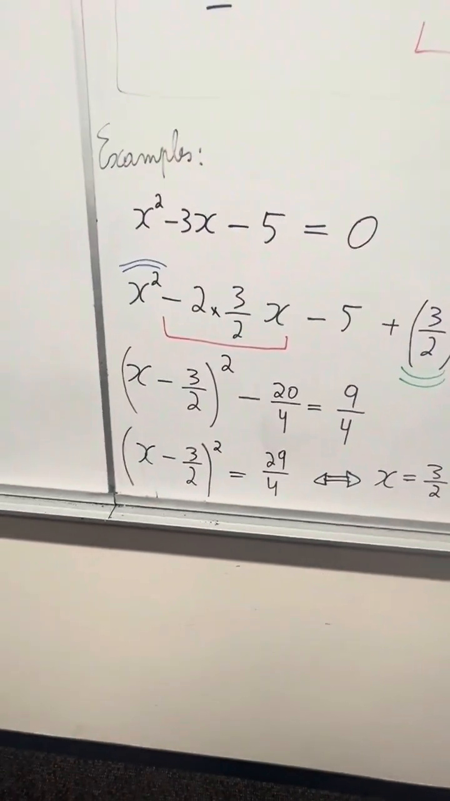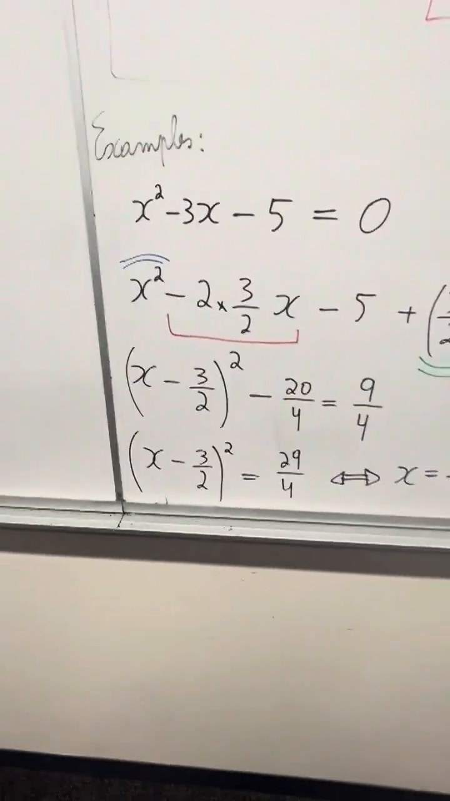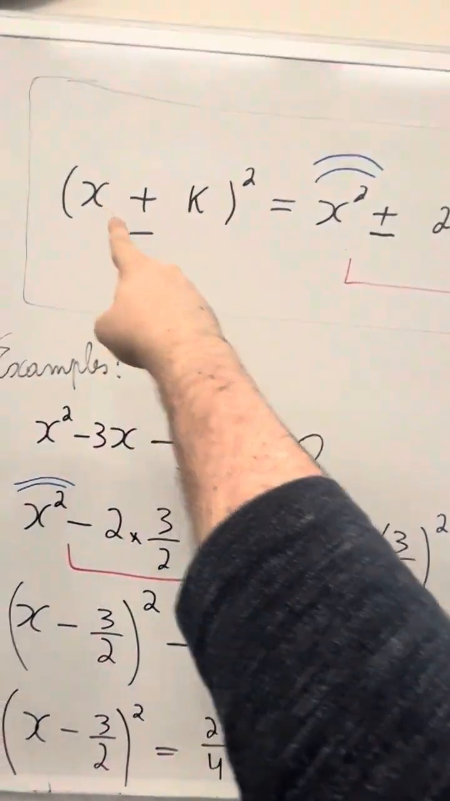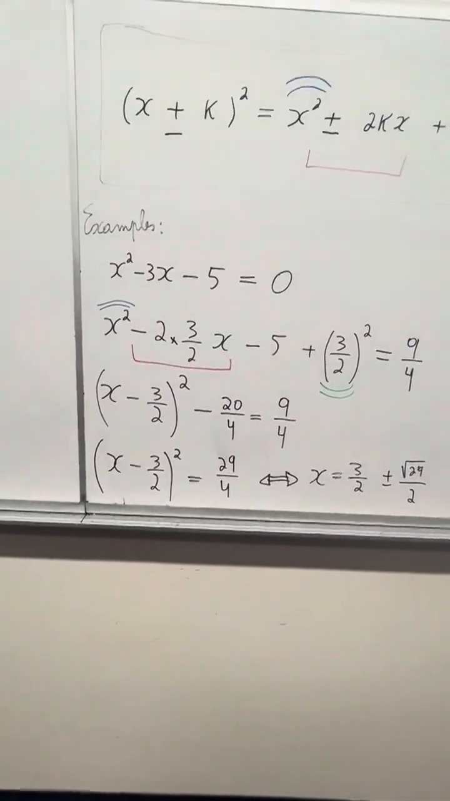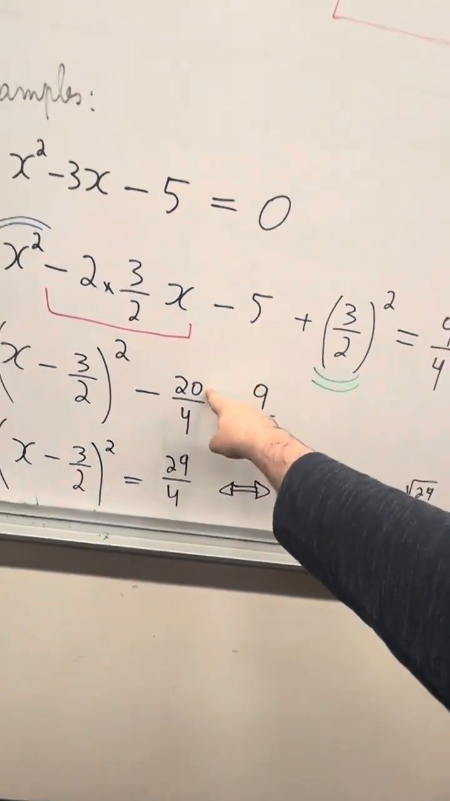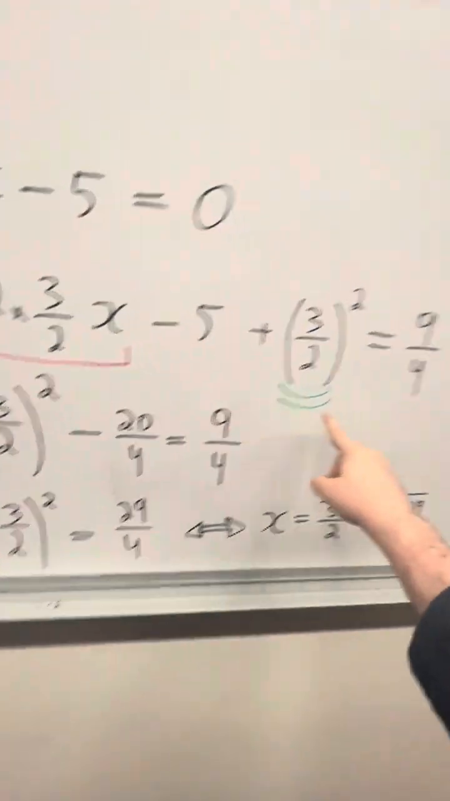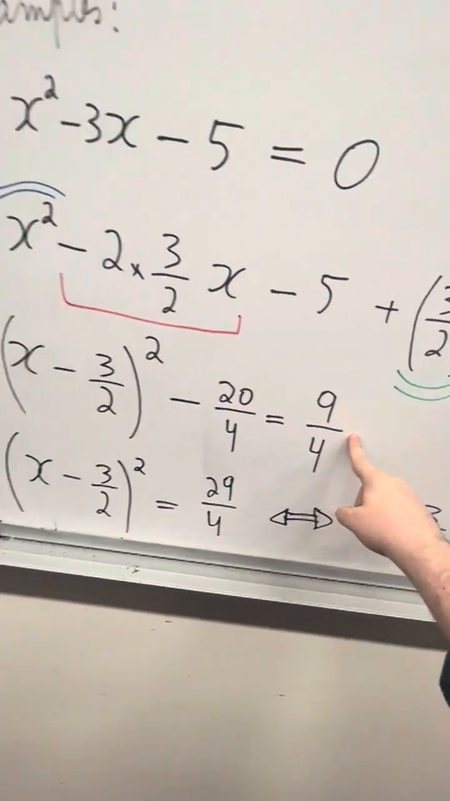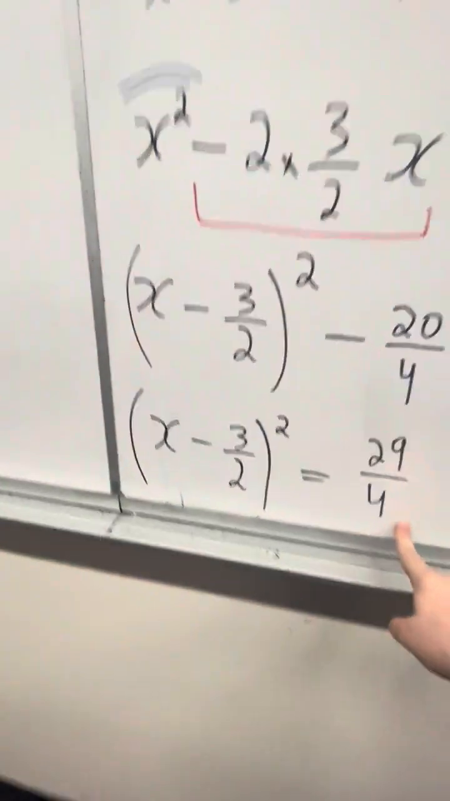And now I have everything I need. I have the blue term, I have the red term, I have the green term, and they all come up to this using this formula here. This negative 5 here, it's minus 20 over 4. I have a 4 denominator, so I can match my denominator on the right-hand side. I push this to the other side, so it becomes 29 over 4.